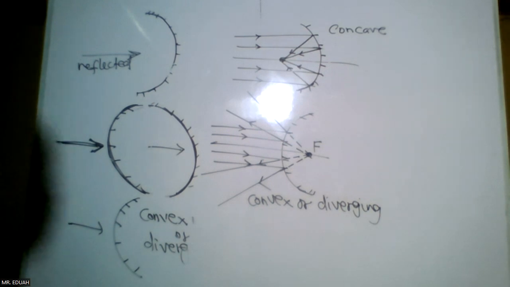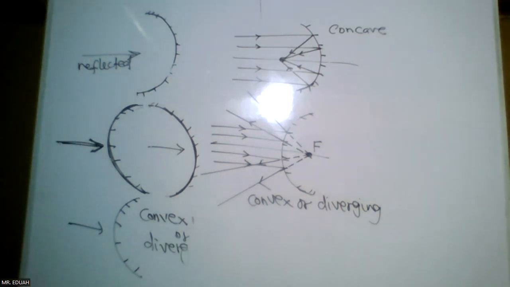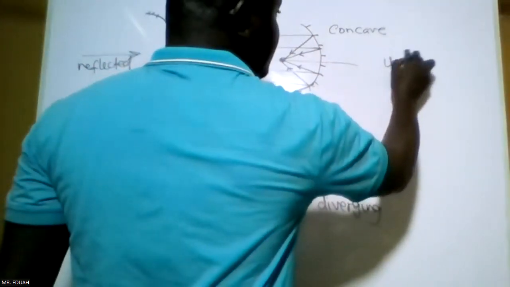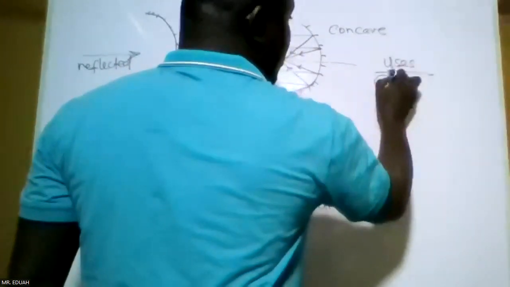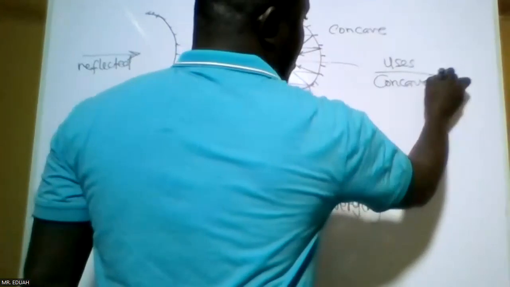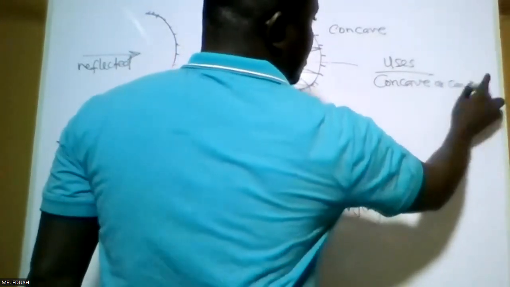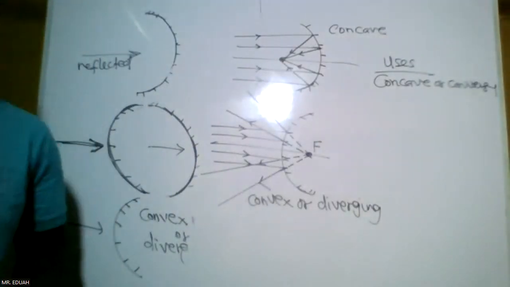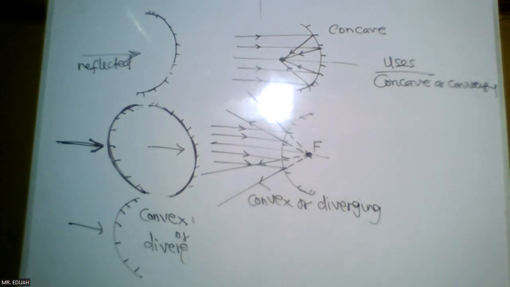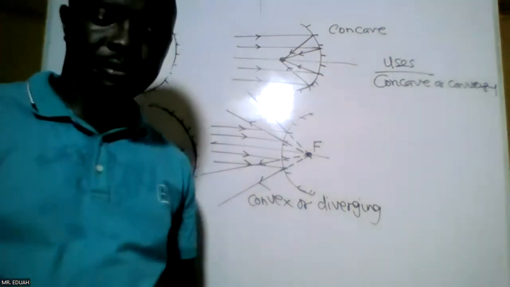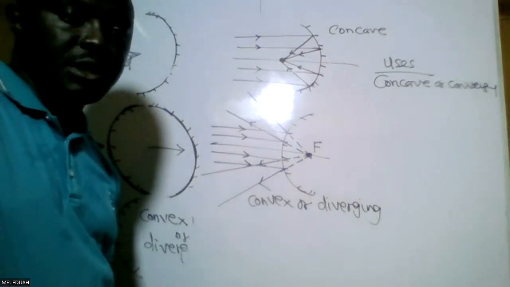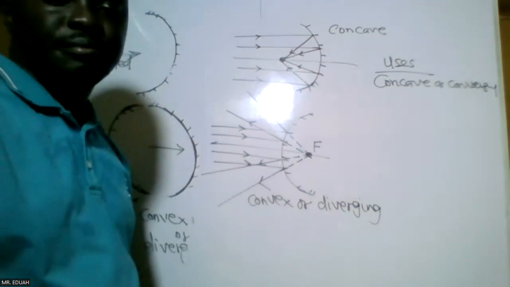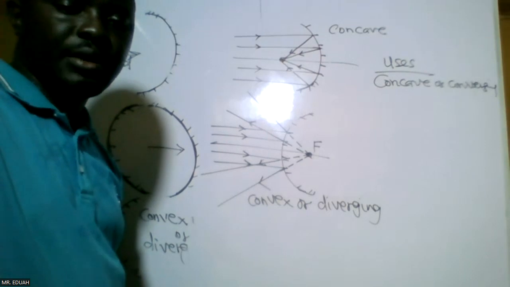All right. Let's talk about uses of these spherical mirrors. Uses. Let's look at concave or convergent mirrors. What are some of the uses of concave or convergent mirrors? Yes, give me your views. Give me your views, uses. Akuya, start.